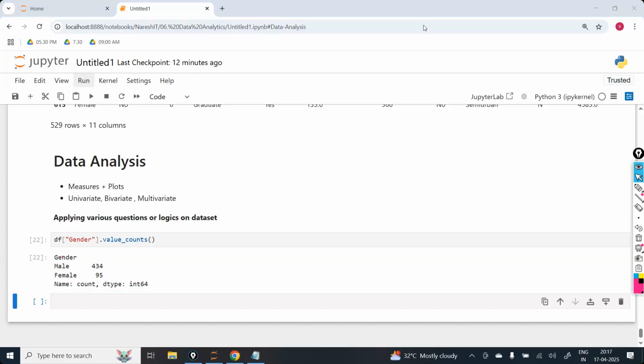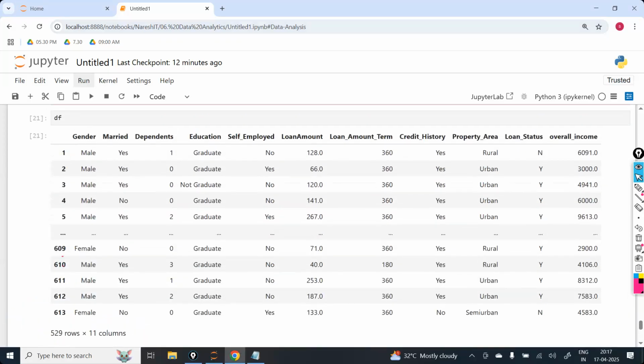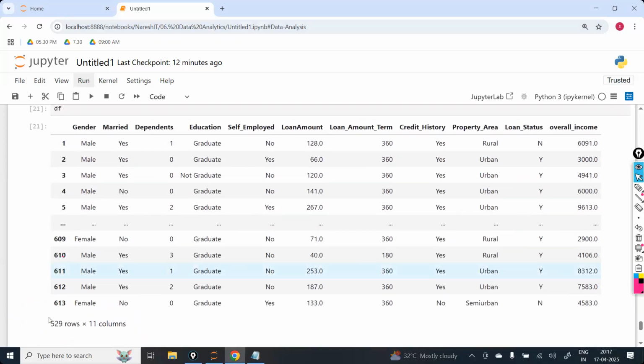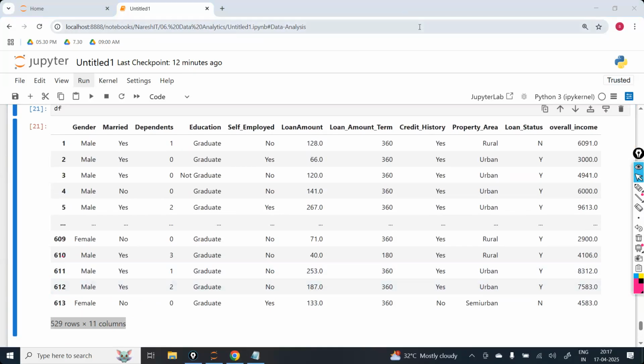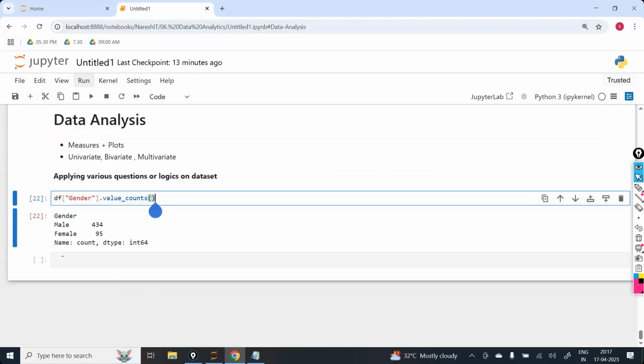Now, one of the students is asking the question: sir, the total number of records is 614, but when you do 435 plus 95, it is 529 only. That is because you have dropped the missing values, right? After dropping the missing values, the clean data consists of 529 records only. Okay, dropna you have applied, right? Done. Next. So like this, you are going to check.